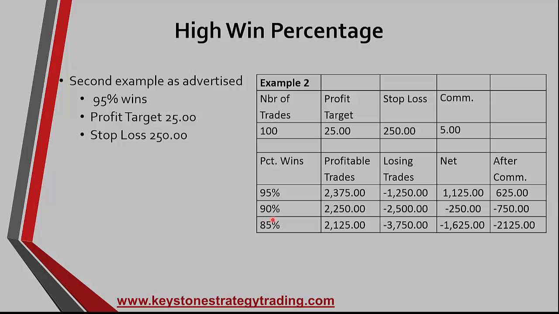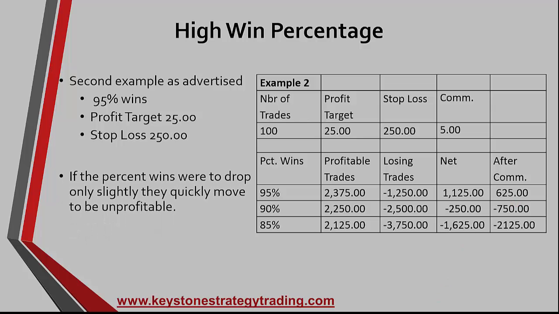If that were to drop to 90%, we start to lose money. We've lost $750. And if that were to drop to 85%, we'd actually be losing $2,125. So for me, when I look at that, I'm thinking, wow, I'm at risk for 100 trades, and even if I get the percent profitable that they advertise, I'm only making $625. So I'm going to risk being in the market for 100 trades to make $625.